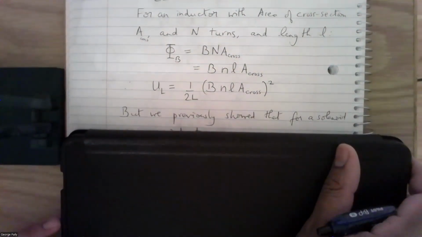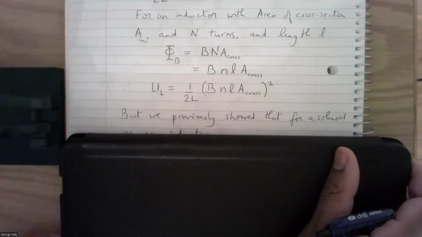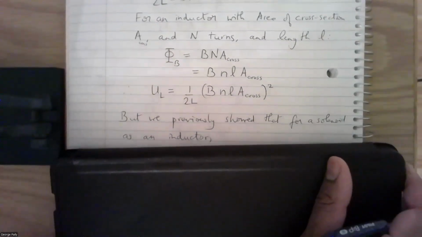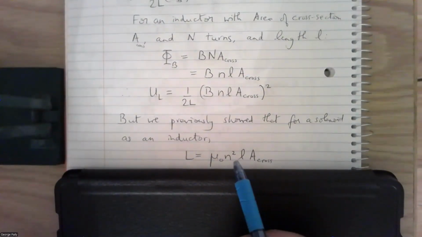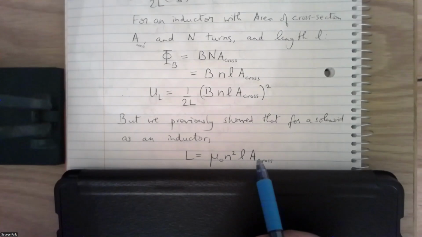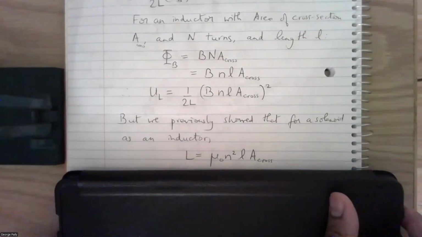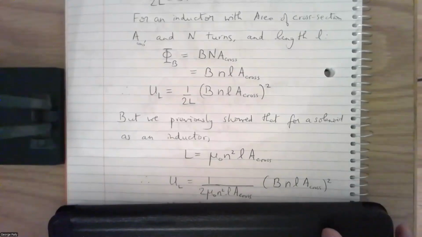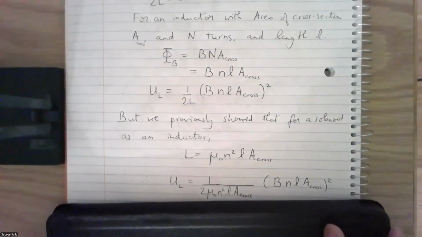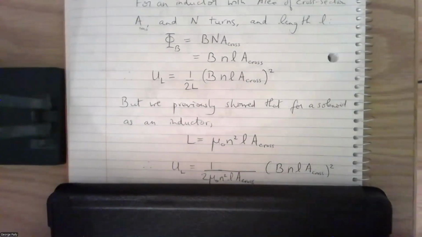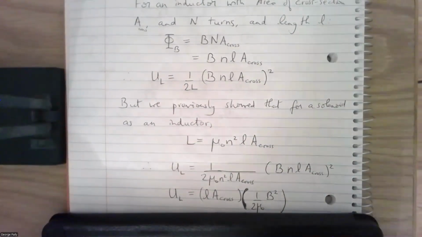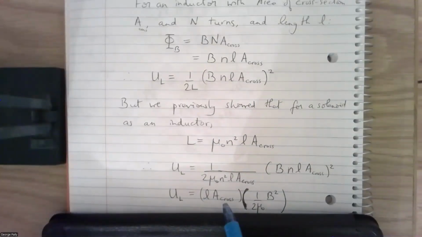But in a previous video, we showed that for a solenoid-shaped inductor, L was mu naught little n squared l times A_cross. So plugging that in, we get this expression for U_L. And of course, there are a bunch of factors we can cancel. What we are left with is l times A_cross times 1 over 2 mu naught B squared.